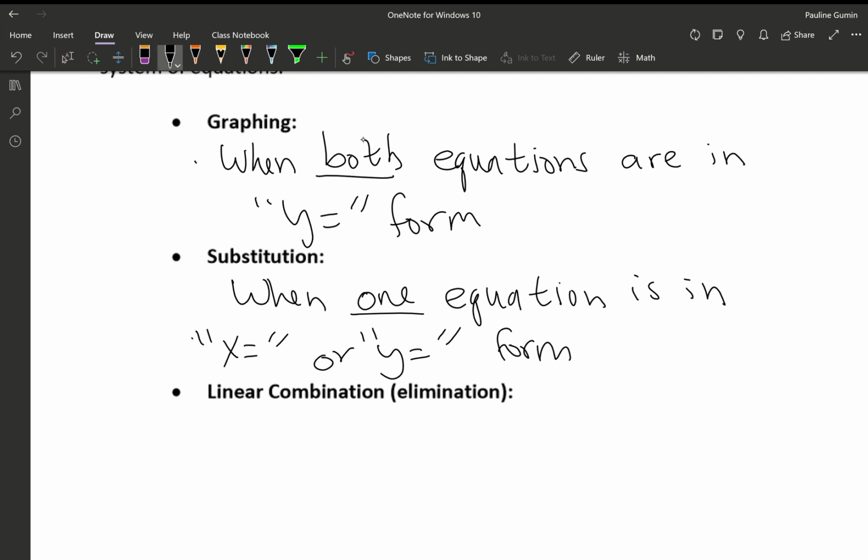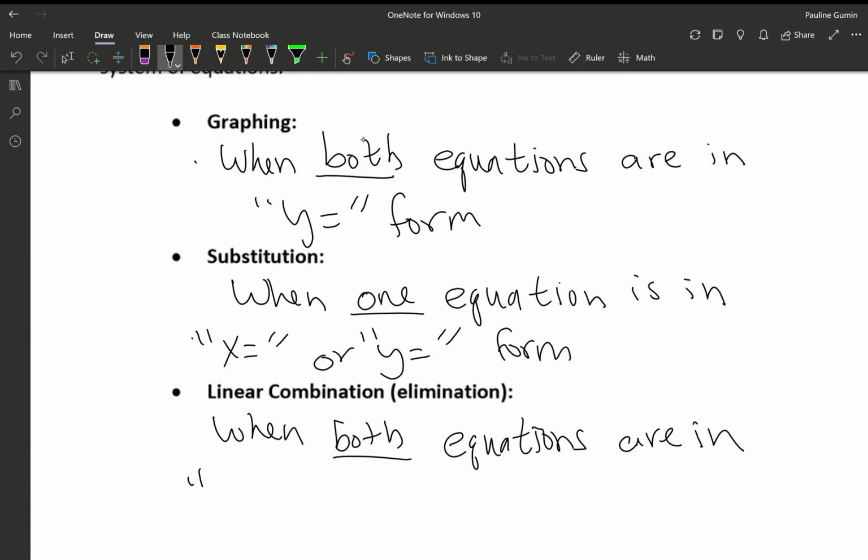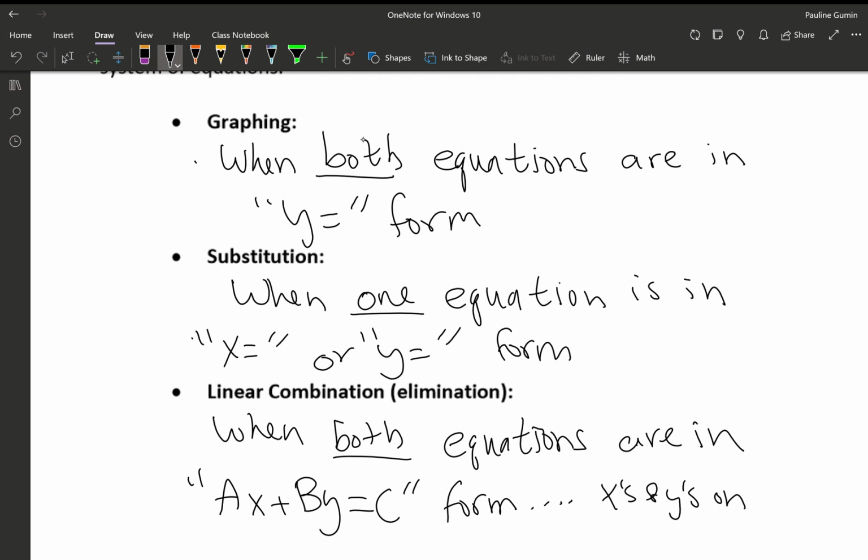Lastly, elimination is good when both equations are in ax plus by equals c form, which means x's and y's on the same side.